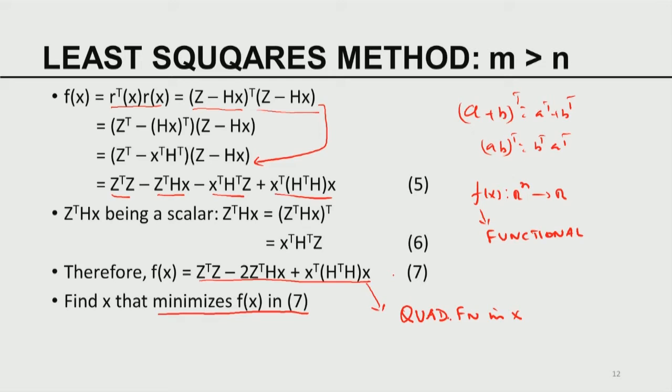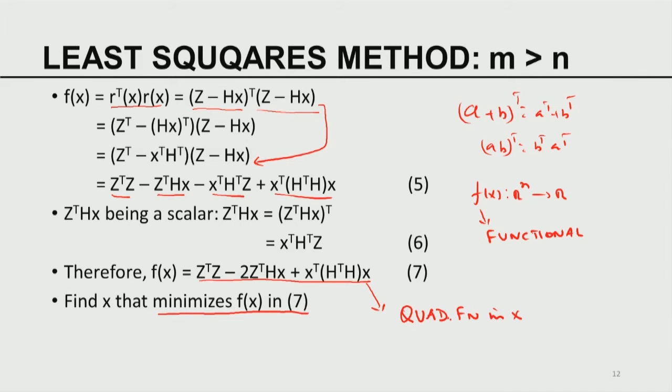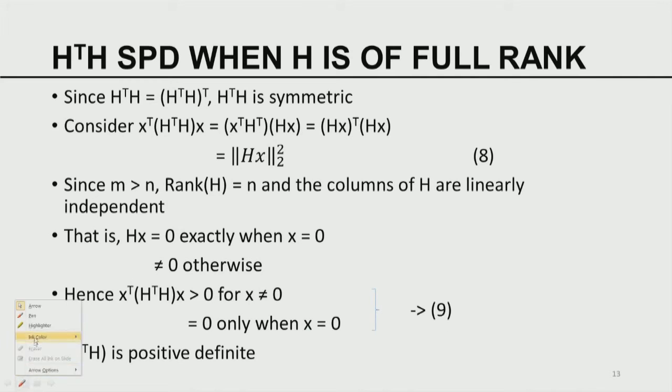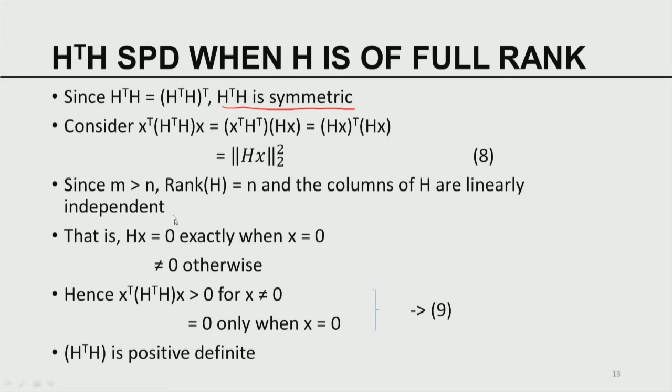So you can see the importance of all the things that we have seen in module 2. Now I would like to explore this objective function a little bit further. h transpose h transpose is equal to h transpose h, therefore h transpose h is symmetric. So I want to first show that this matrix is symmetric. Therefore, this matrix is symmetric. If you look at the previous term, the quadratic term is x transpose h transpose h x. I can rewrite this as (h x) transpose (h x), and that is equal to the norm of h x squared.